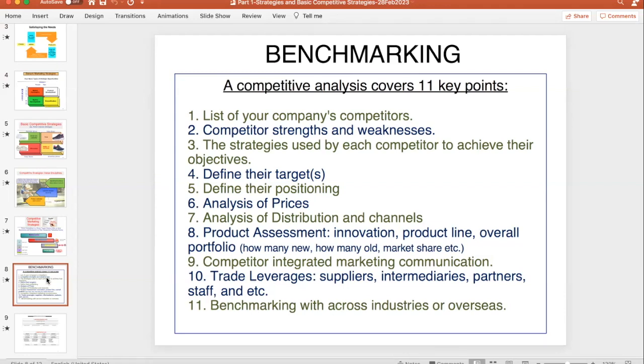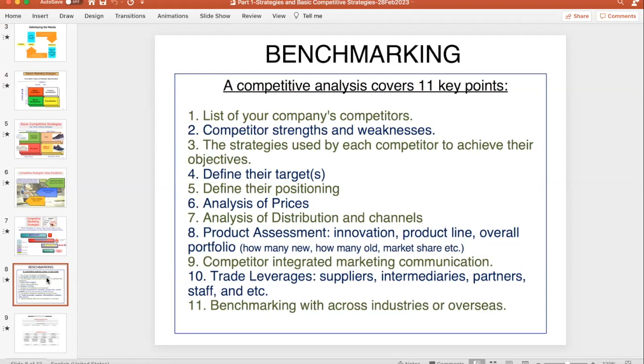looking at the size of their product line, seeing if they have maybe a big width of products, but a minimal depth, or maybe they have the opposite, they have very narrow width, but a large depth. And so looking at how many new products, how many old products, looking at their market share and for the different products they may have.